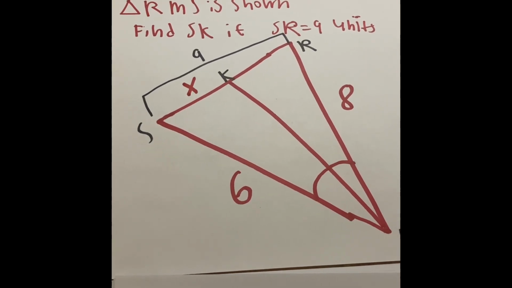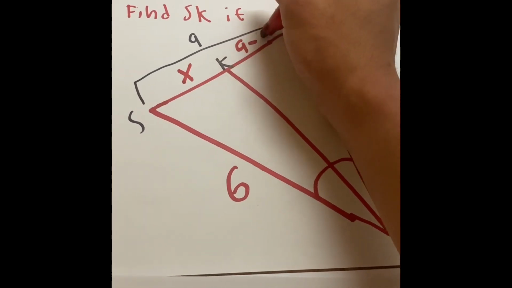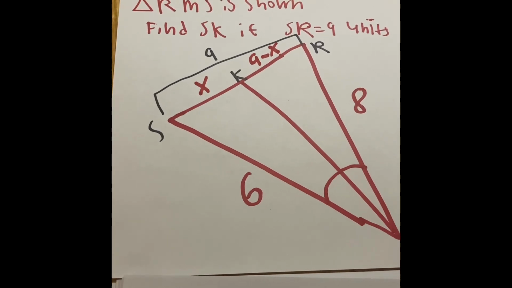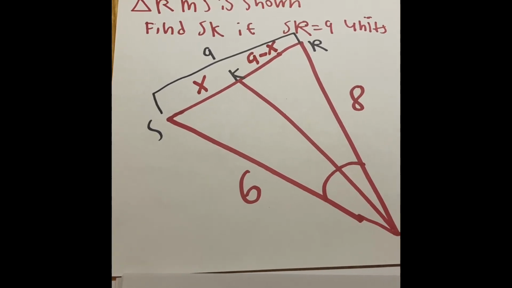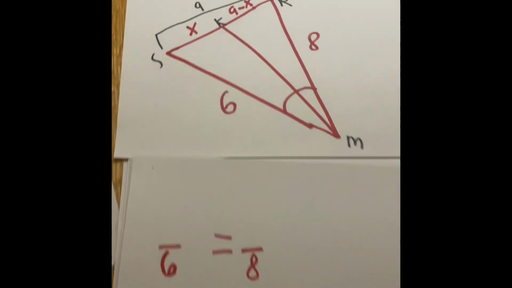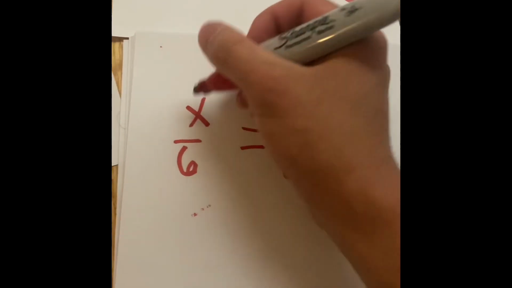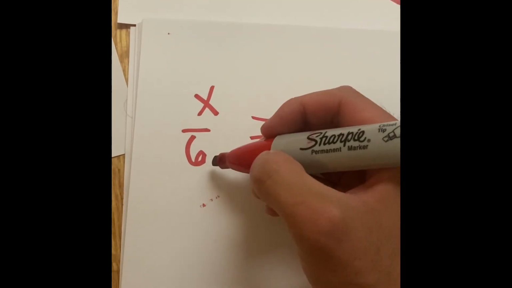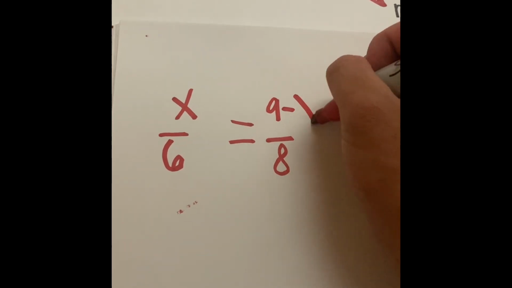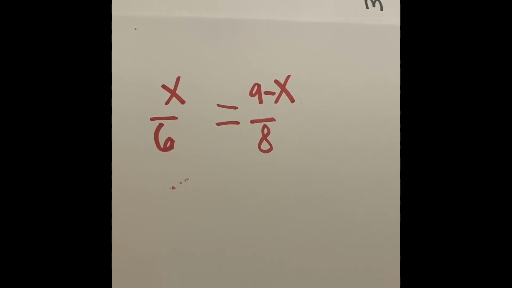What we can do is say 9 minus X. The reason why is that if we do 9 minus whatever we got for X, we'll get our X, and that will solve the problem to find SK. So here's what we're going to say. X divided by 6 is proportional to 9 minus X, divided by 8. Now we have to solve the proportion and find out what X is.